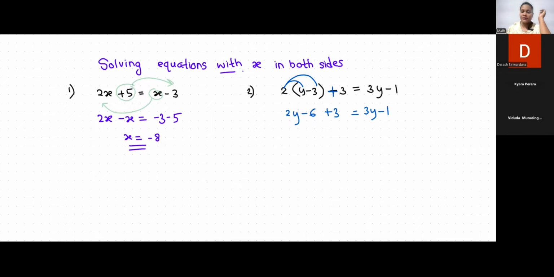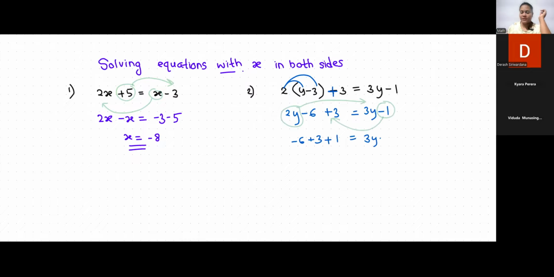Now left hand side 2y. Right hand side 3y. Now right hand side we have more number of y terms. Move this plus 2y to right hand side. This goes to right hand side. Then take this minus 1 to the opposite of that, left hand side. Minus 6 plus 3 minus 1 comes as plus 1 equal 3y minus 2y.